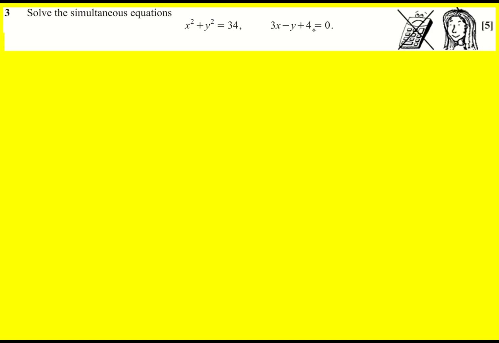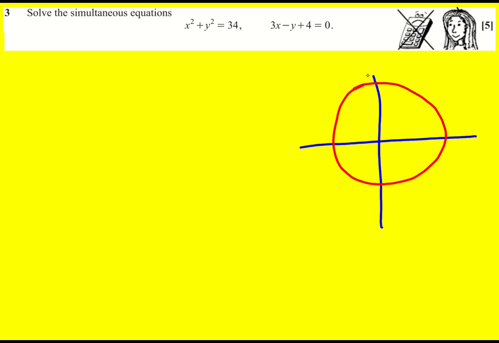We're asked to solve some simultaneous equations here. It's not essential, but I'm just going to sketch what this would look like. In fact, the left-hand curve would be a circle centered at the origin. And the right-hand curve, if I was to rearrange it, would be y equals 3x plus 4. And so it's going to have a gradient of 3, y-intercept of 4, and will look a bit like this.